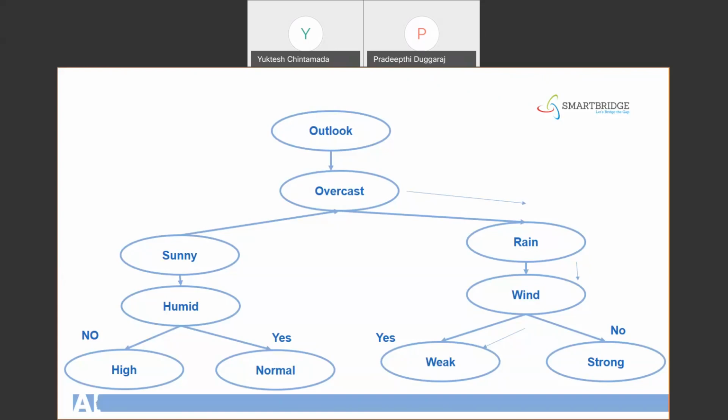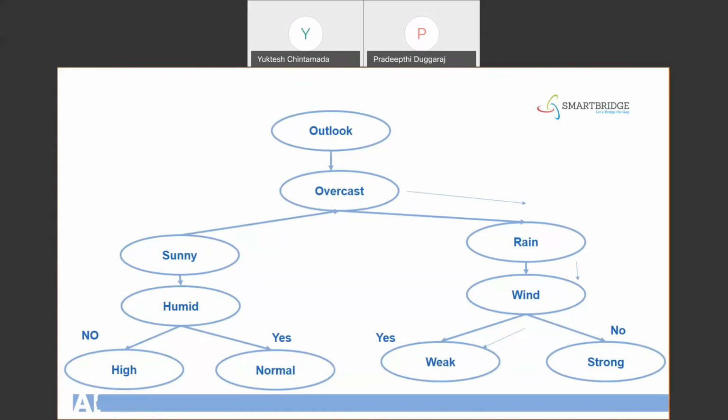Now tell me whether the person will play or not. He will play. The reason is outlook is sunny, so sunny is in this node. Now there is no need to consider the wind parameter. In this decision tree, wind is not considered as a parameter at all. Now what is humidity? Humidity is normal. So the person will play. This is how a decision tree will be formed.